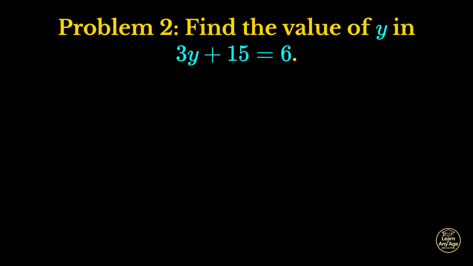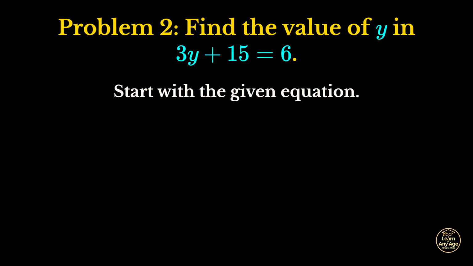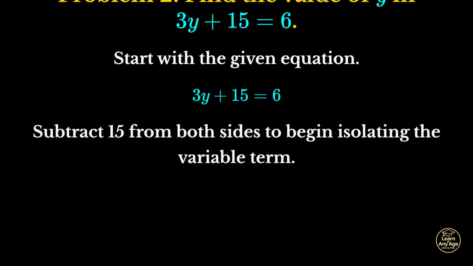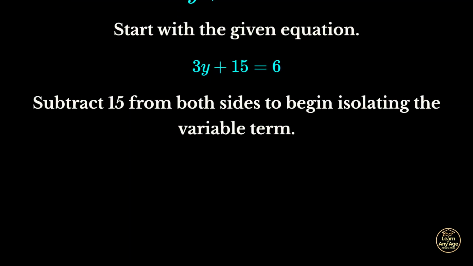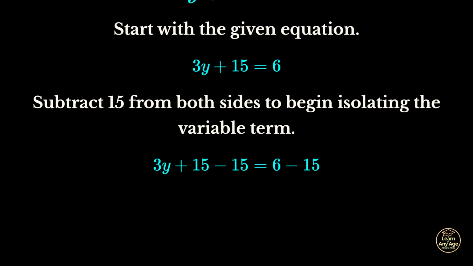Problem 2. Find the value of y in 3y plus 15 equals 6. Start with the given equation. 3y plus 15 equals 6. Subtract 15 from both sides to begin isolating the variable term. 3y plus 15 minus 15 equals 6 minus 15.